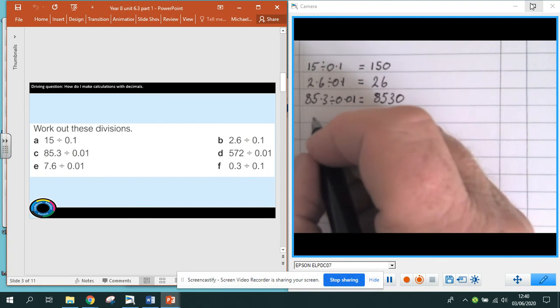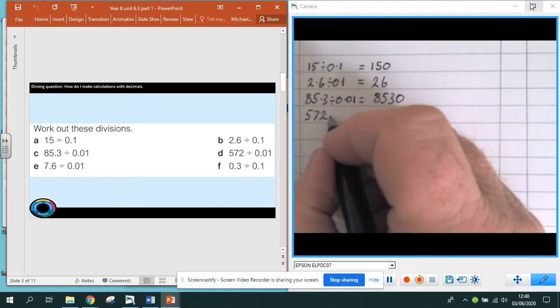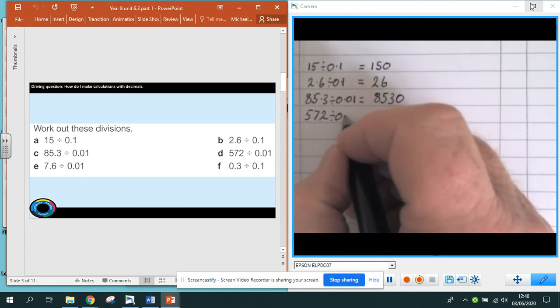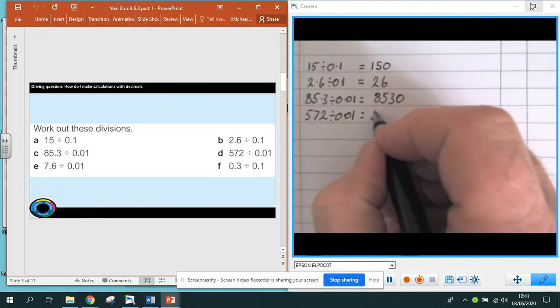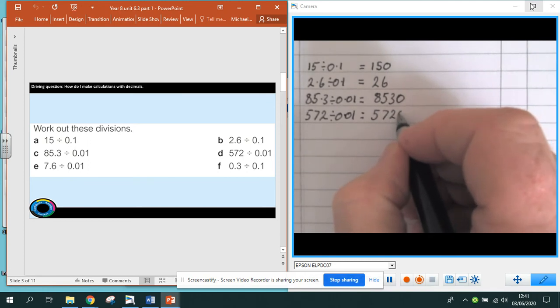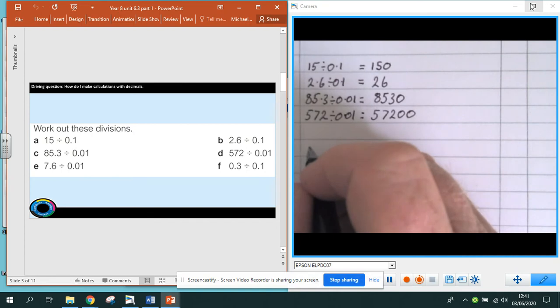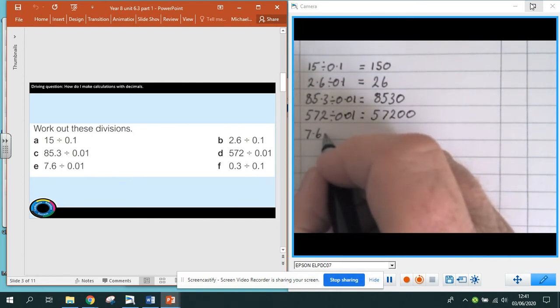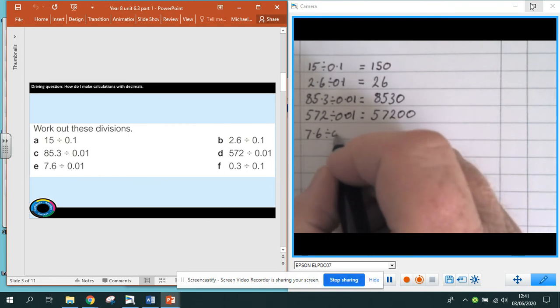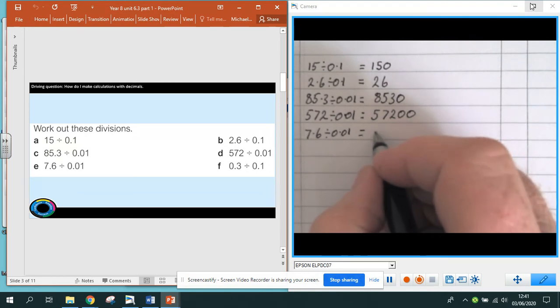Similarly, the next one, 572 divided by 0.01. So dividing by hundredths is the same as multiplying by hundreds. So that's going to be 57,200. 7.6 divided by 0.01. So again, it's equivalent to multiplying by 100.